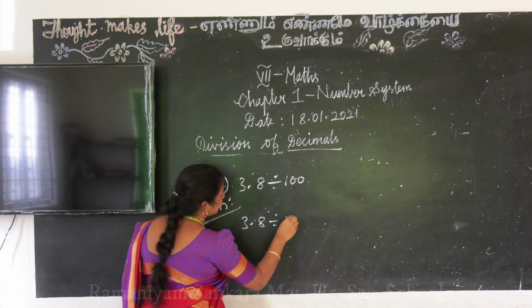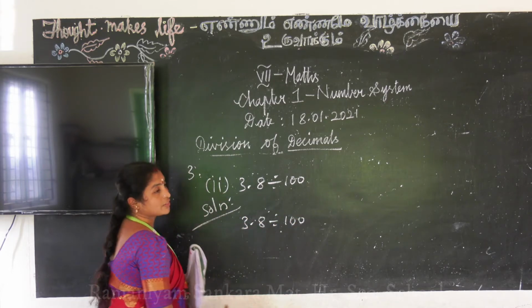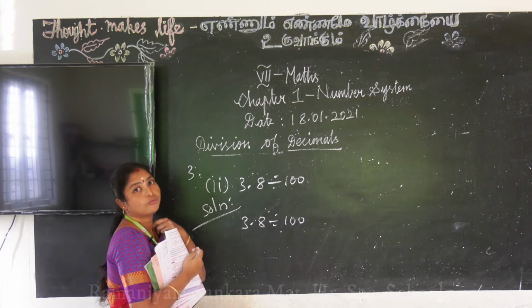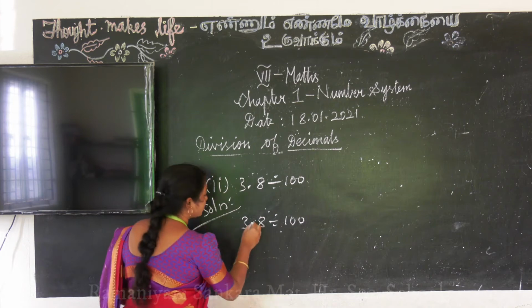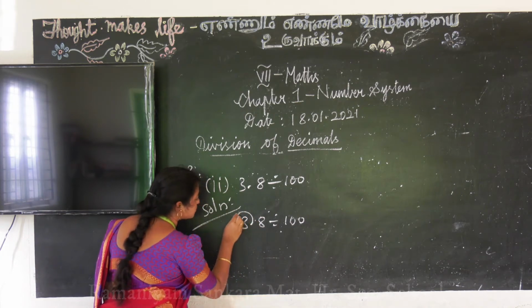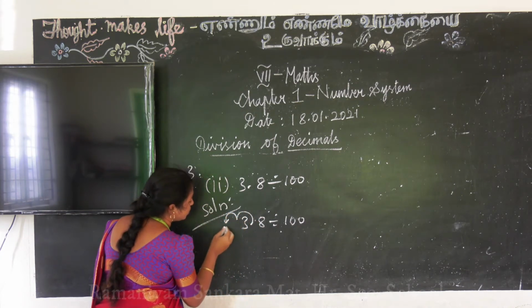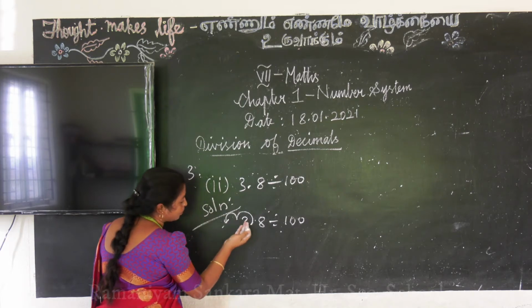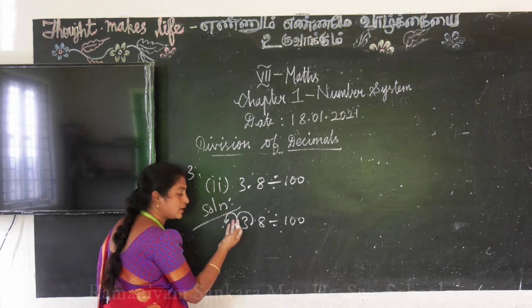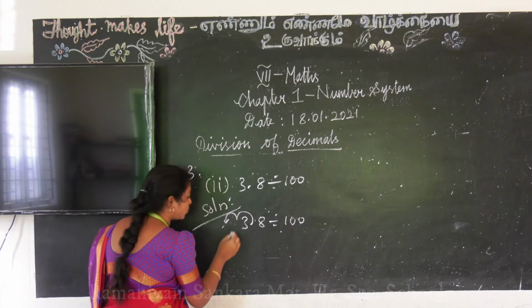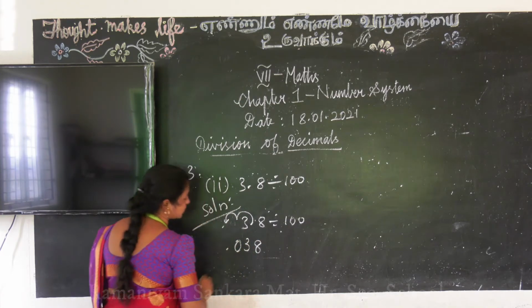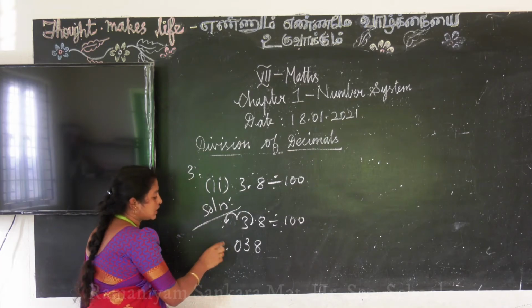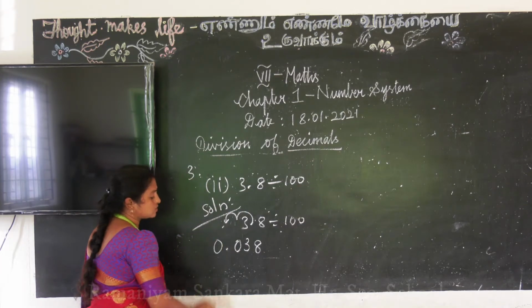3.8 divide 100. So how many zeros are there? There are 2 zeros. So we have to move 2 steps towards the left side. So 1 step, next 2 steps. Before 3 there is no number, so we have to add 0. So 0.038. For identification of the decimal point, I added 0.